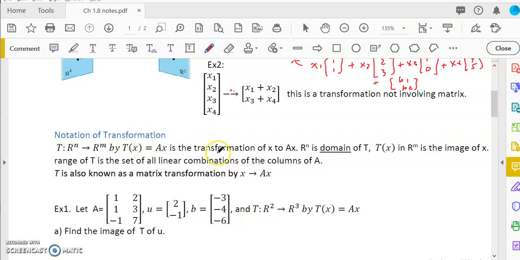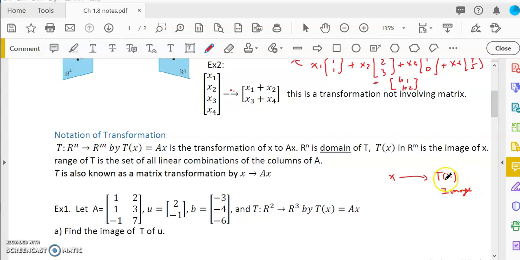When we talk about a function, we always have a domain, right? So this is the same here in transformation. So what's the domain? The domain is all those vertical column vectors in Rn. So we call Rn the domain of T. You can input anything you want. T of X, where you input, would be in Rm, so it might not be all of Rm. We say T of X is the image of X. So if you map X to a T of X, we call this the image, right? Like the output.